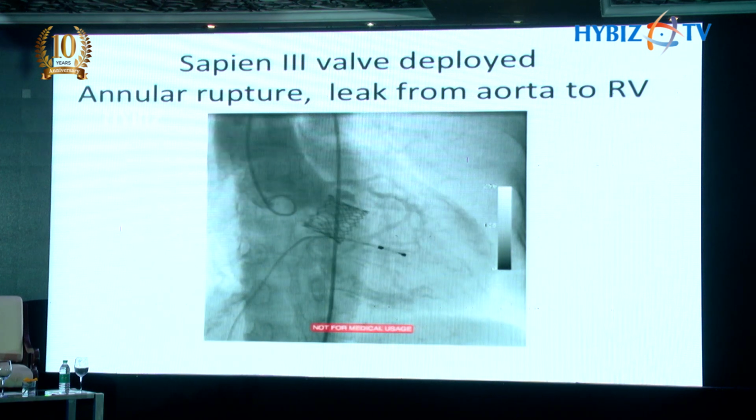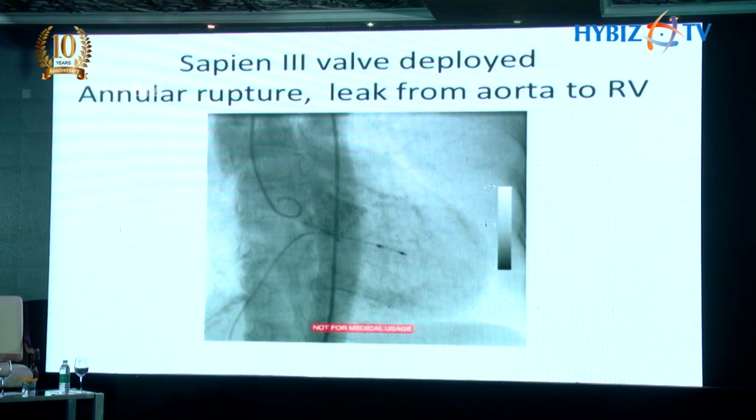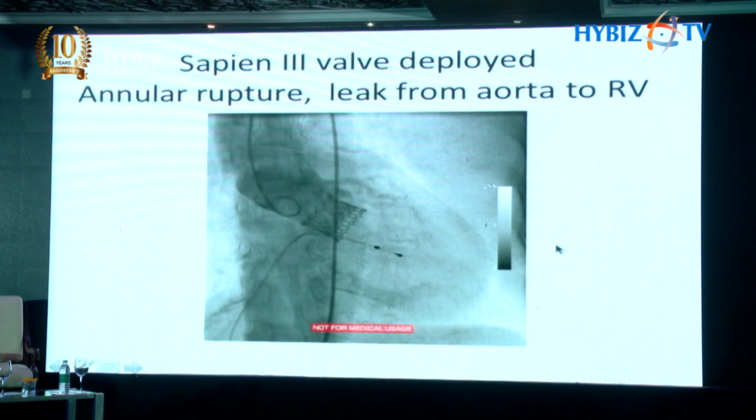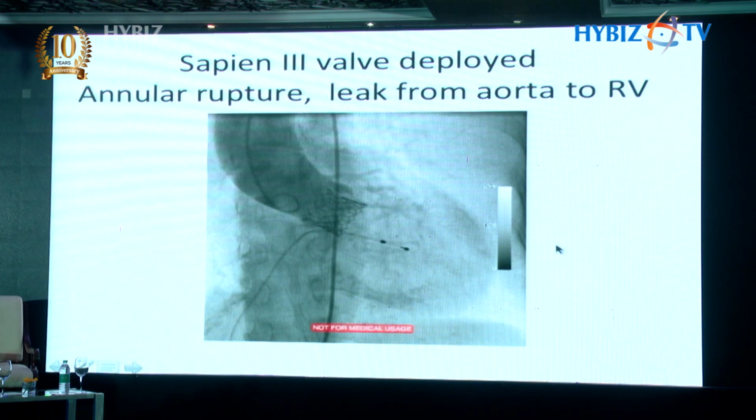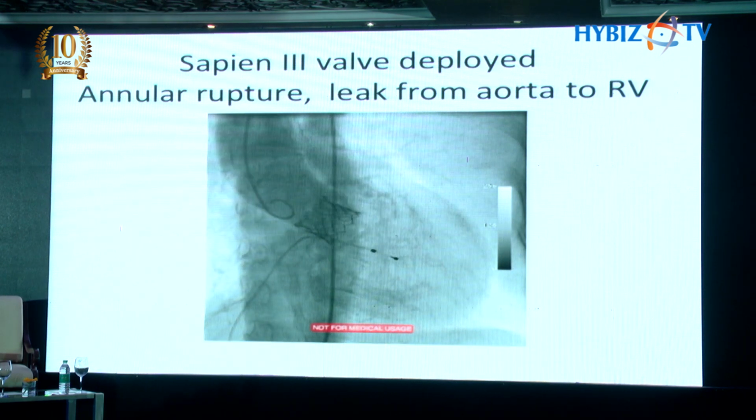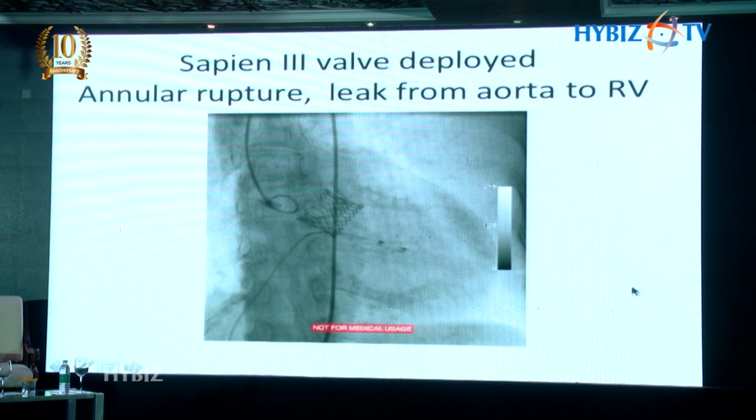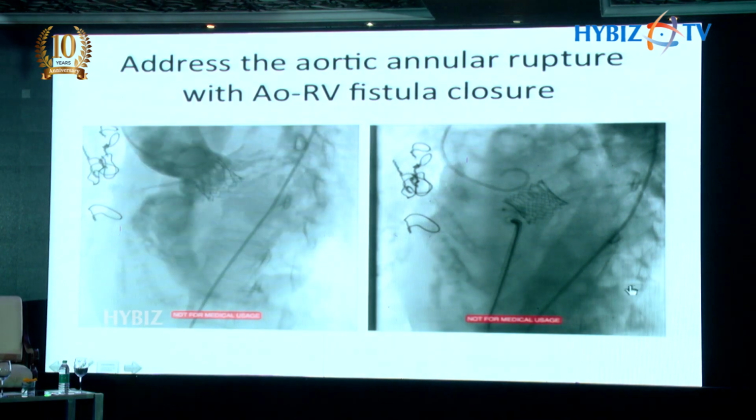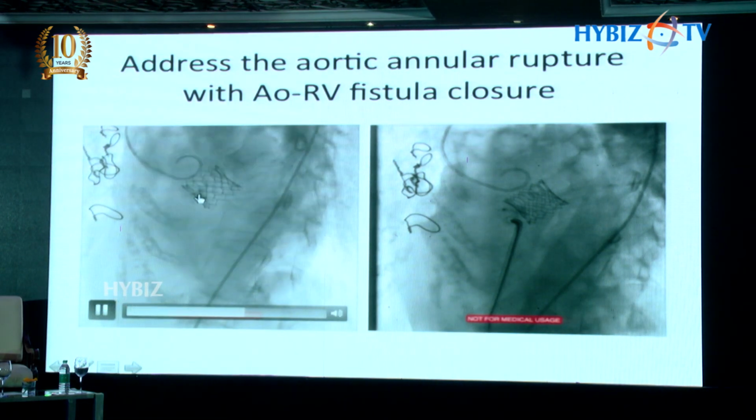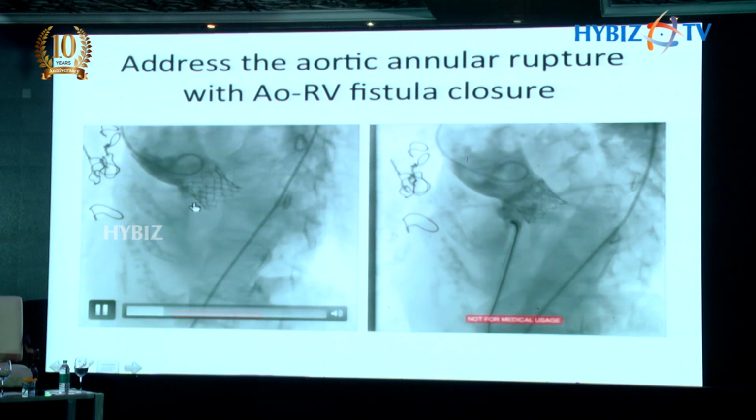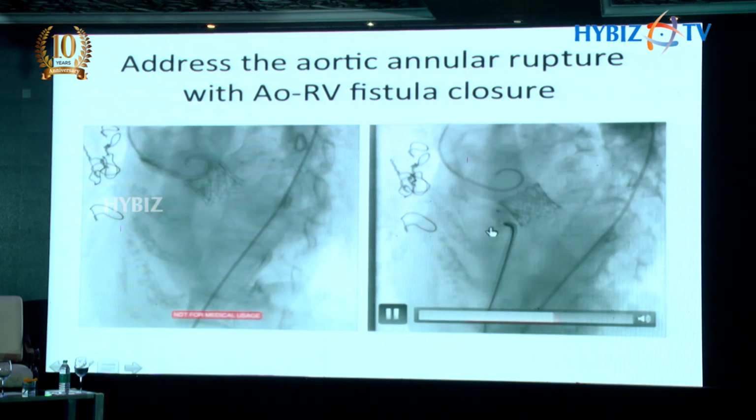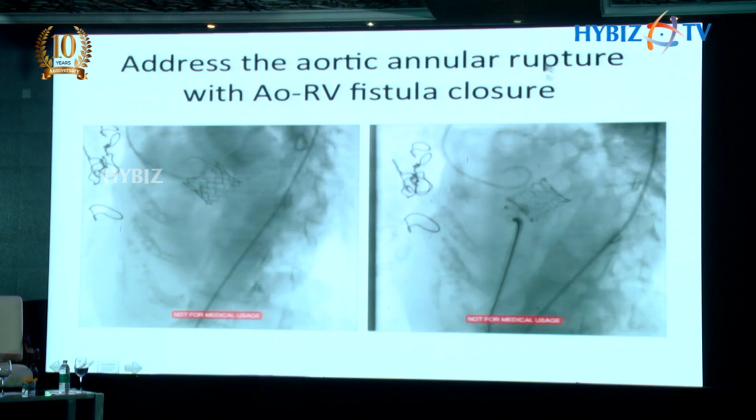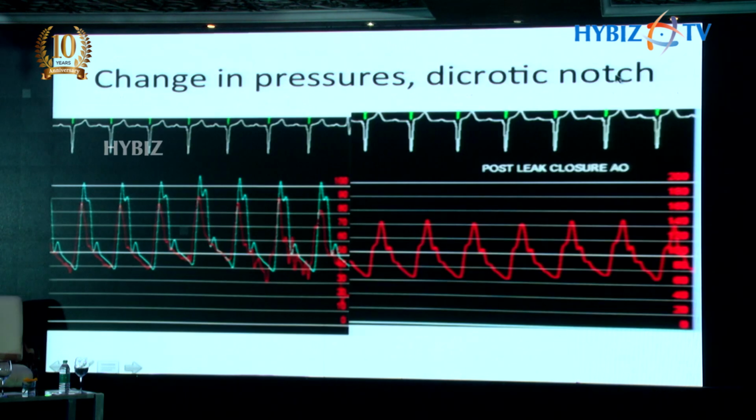And in an extremely elderly, fragile lady, getting appropriate echo views is tougher. But what prompted that this patient may be sick was that low aortic diastolic pressure and a low dicrotic notch. So now you try to address this leak. This is the aortic annular rupture that is rupturing into the right ventricle. You plug it with a duct occluder device, and what is changing?